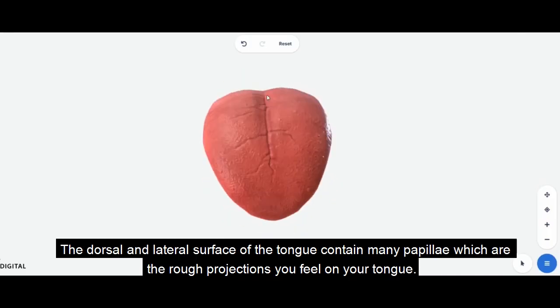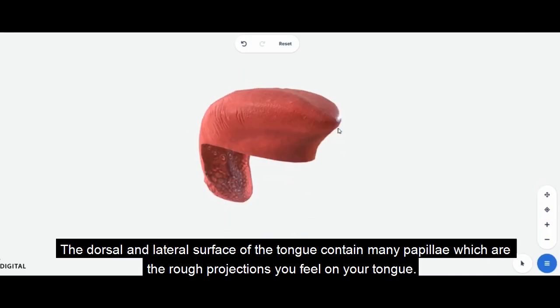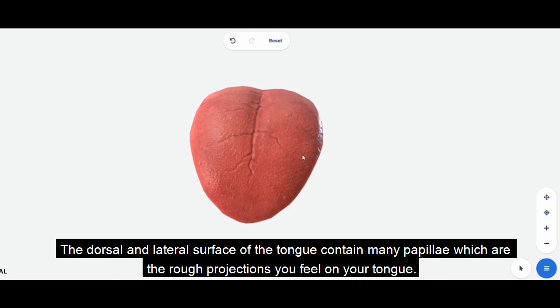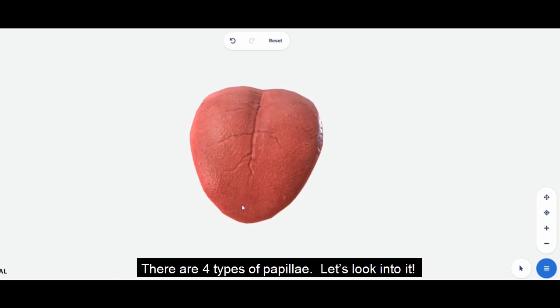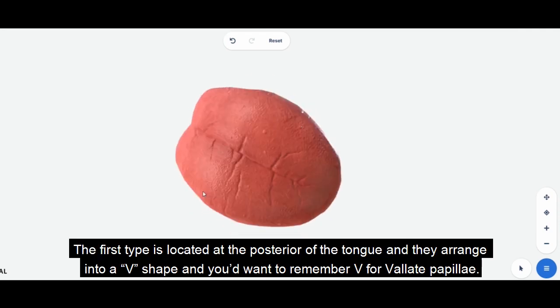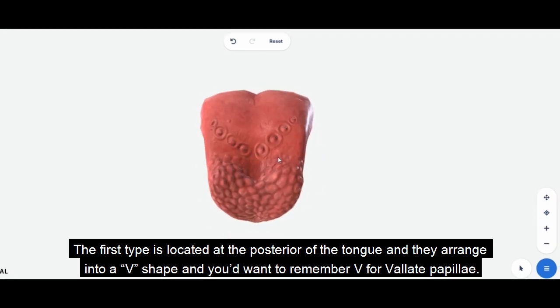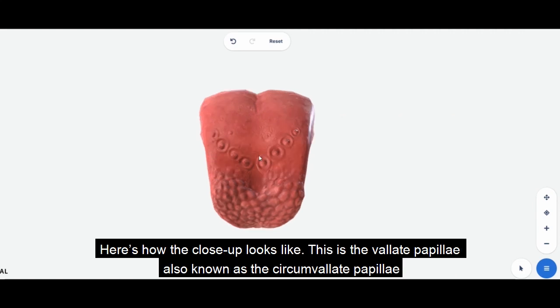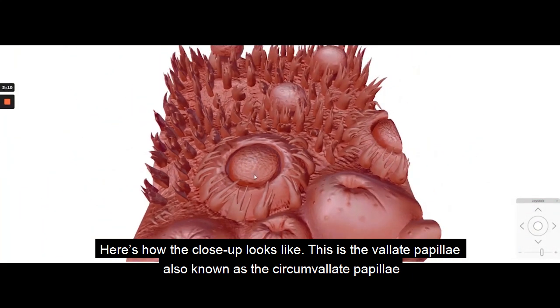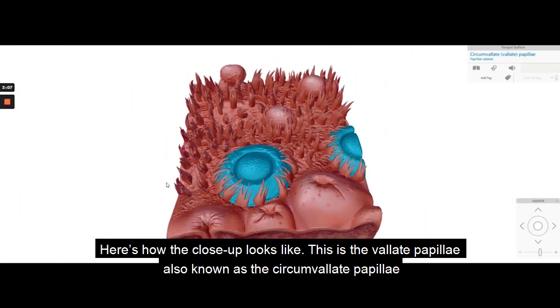The dorsal and the lateral surfaces of the tongue contain many papillae, which are the rough projections you feel on your tongue. There are 4 types of papillae. Let's look into it. The first type is located at the posterior of the tongue, and they arrange into a V shape. You want to remember V for vallate papillae. Here's how the close-up looks. This is the vallate papillae, also known as the circumvallate papillae.